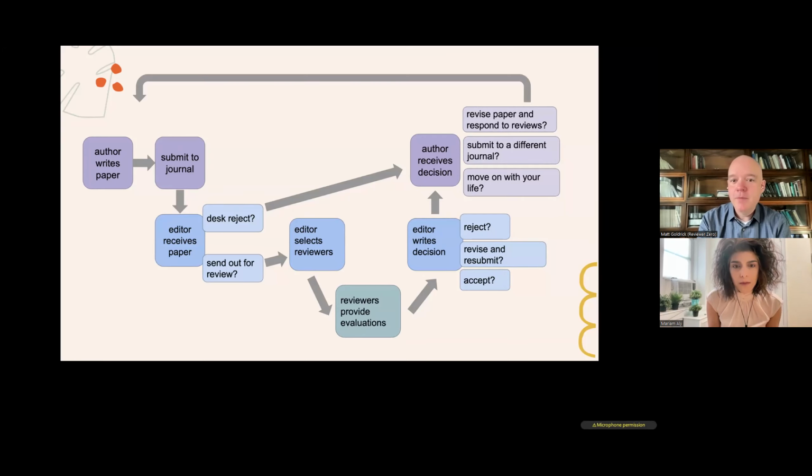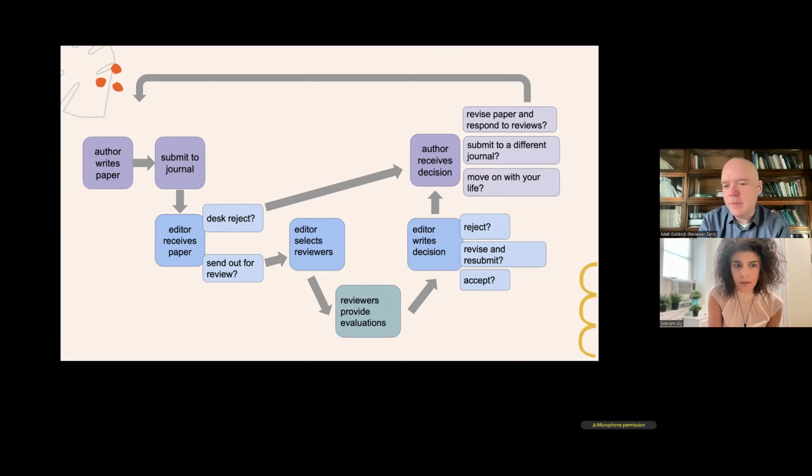And then all this starts over again. You write a paper, if you've moved on with your life, you write another paper, or if you revise the paper, you work on it, and then you go back through this entire process again. So hopefully that gives you a sense of just the overall architecture of peer review.